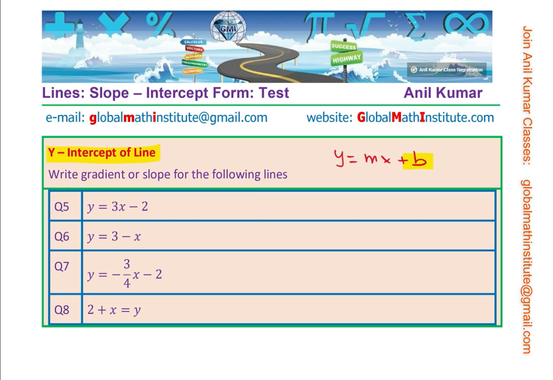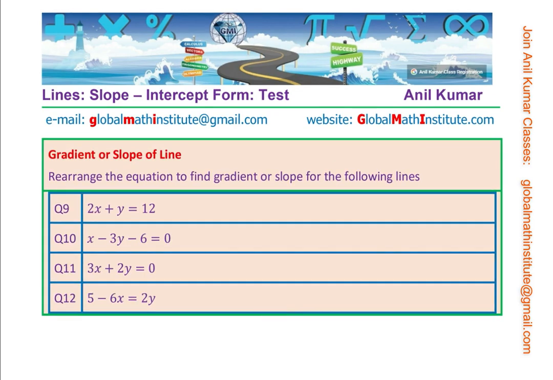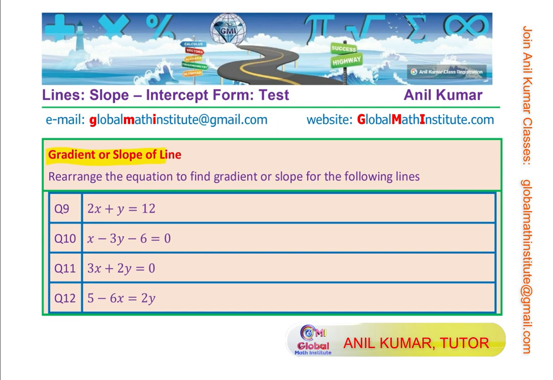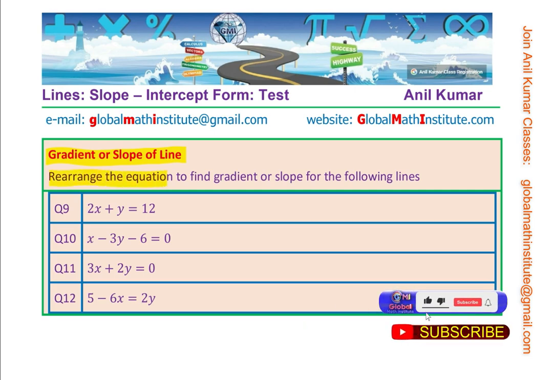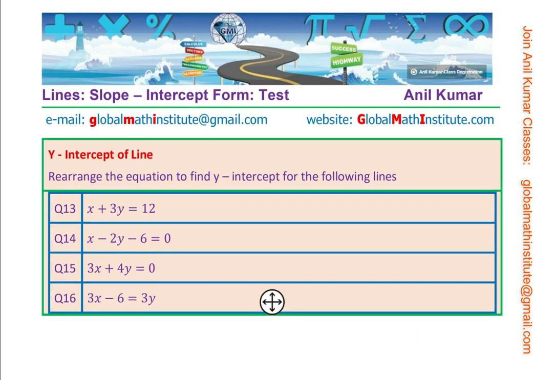Correct. Then the next set of 4 questions are, you need to find the gradient or the slope of a line after rearranging the equations. Now the equations are not given to you in slope-intercept form, so you need to rearrange the equations to find the gradient or the slope of the line. Clear? You can always pause the video, answer, and then move on. The next set of 4 questions is to rearrange the equations to find the y-intercept this time.